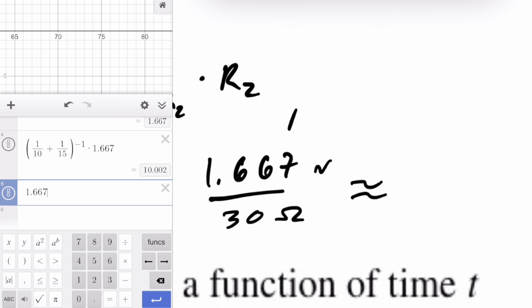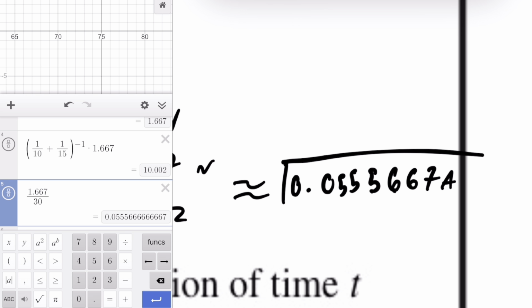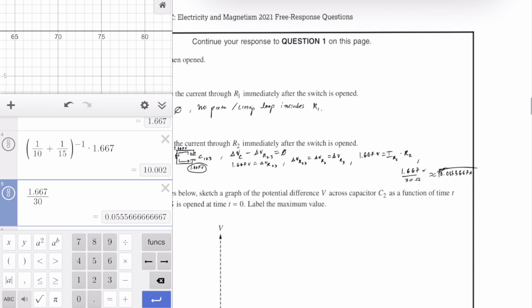Let's do that on Desmos, which is roughly 0.055667 amperes. Done. That's all you need to do, right? You use Ohm's law and you say the potential difference across R2 is equal to the potential difference across the capacitors before the switch was opened, right? So there we go. We'll leave that like that.